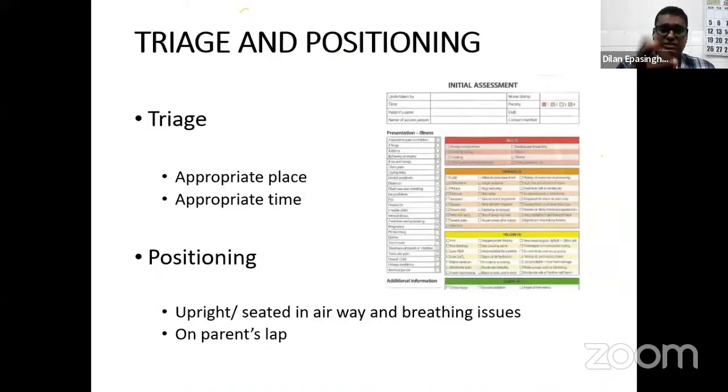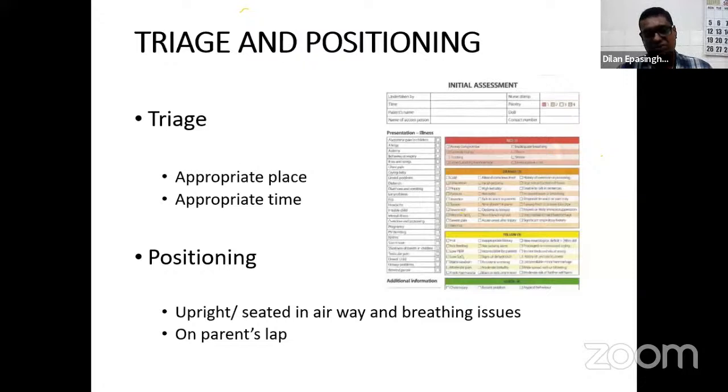So you can see the triage and positioning of the patient. Triage, we have separate triage charts, especially we use in Karapedia. I don't know the other places, but this chart is from England, and a triage, appropriate place and appropriate time. So triage is very important, which is done by a nurse. That is how we calculate the severity of the importance of the disease.